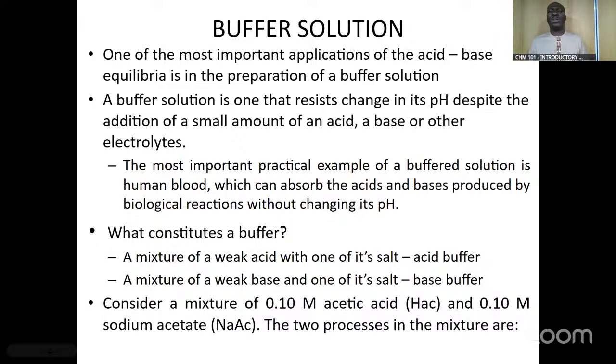We also have what we call a base buffer. A base buffer is composed of a weak base and a salt of that base. For example, ammonia is a weak base and ammonium chloride is a salt of ammonia. So when you have a mixture of ammonia and ammonium chloride, you have what we call a base buffer.